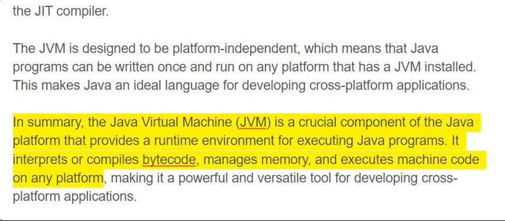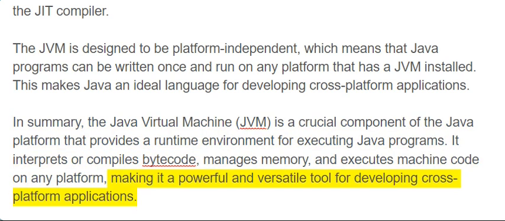In summary, the Java Virtual Machine, JVM, is a crucial component of the Java platform that provides a runtime environment for executing Java programs. It interprets or compiles bytecode, manages memory, and executes machine code on any platform, making it a powerful and versatile tool for developing cross-platform applications.